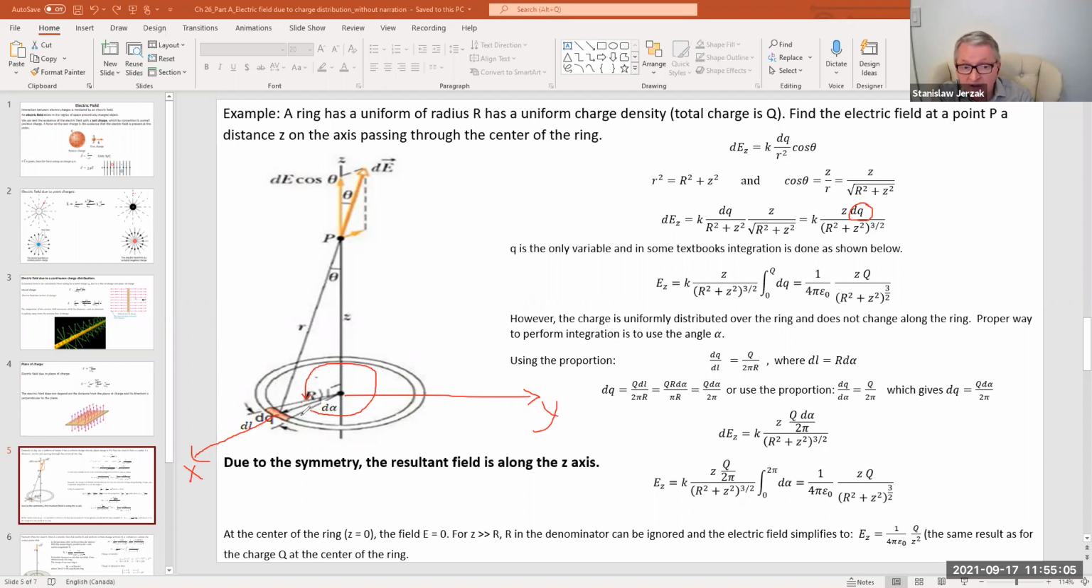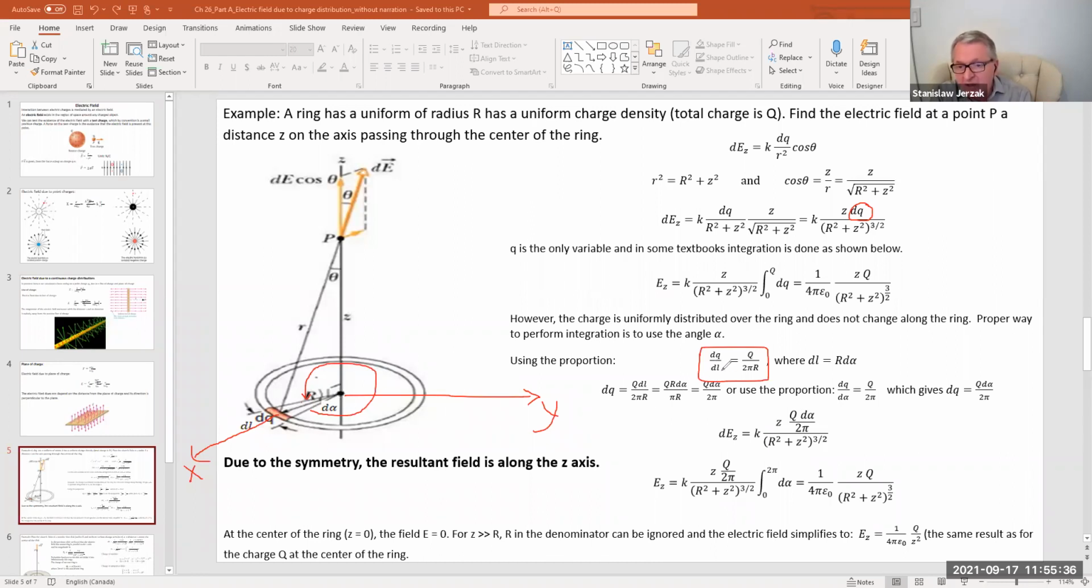But then I have to find the relation between dq and alpha. And that relation I can find using this proportion. I was explaining this in tutorial notes. Remember, tutorials were canceled, but I recorded the tutorial and posted that Zoom recording on eClass. And I encourage you to watch that Zoom video for tutorials, in which I also explain something about rings.